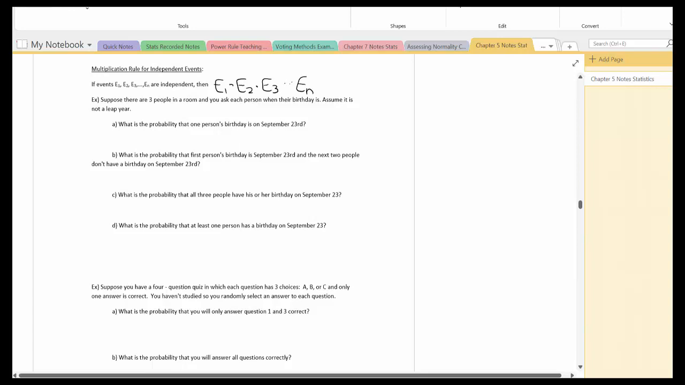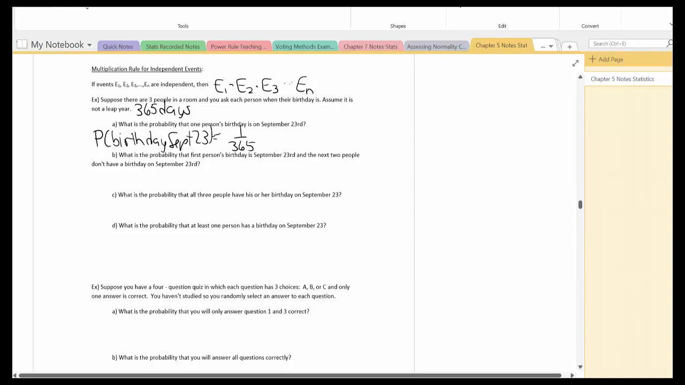All right, let's take a look at some examples. Suppose there are 3 people in a room and you ask each person when their birthday is. Assume it's a non-leap year, meaning there are 365 days in a year. What is the probability that one person's birthday is September 23rd? One date, that's September 23rd, out of 365.